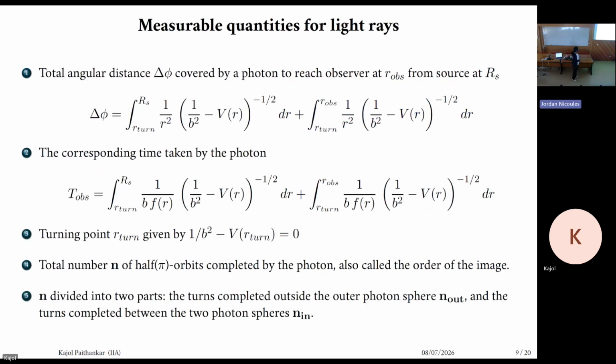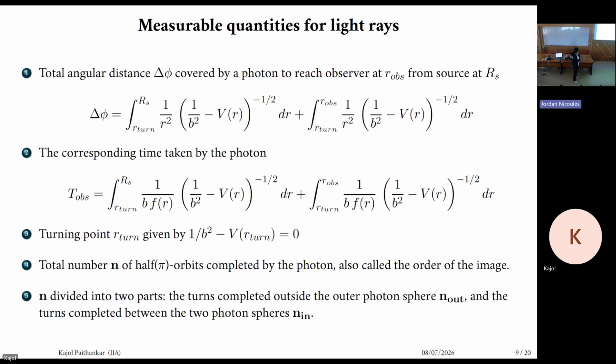So we define some quantities which we can work with. One is the angular distance covered by the photon. When a photon bends around the black hole and makes one loop, two loops, three loops, I can figure out the total angular distance covered by it. And this is just a simple expression. In the same way, we can figure out the time taken by that photon. And then there is the turning point, which is simply defined by where r dot, the kinetic part, is 0, and then I can figure out the turning point for that particular trajectory.